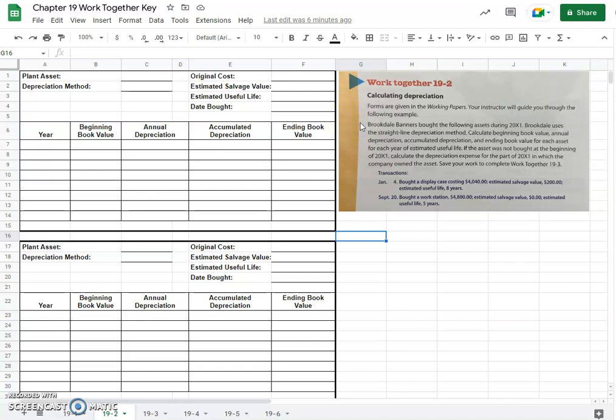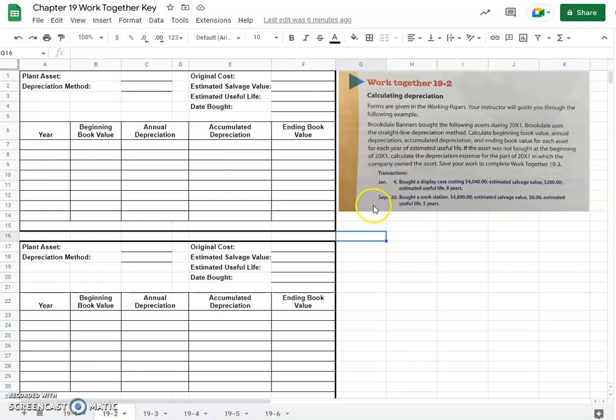Brookdale Banners bought the following assets during, we're going to go with 2021. Brookdale uses the straight-line depreciation method. Calculate beginning book value, annual depreciation, accumulated depreciation, and ending book value for each asset for each year of the estimated useful life. If the asset was not bought at the beginning of 2021, calculate the depreciation expense for the part of that year in which the company owned the asset.